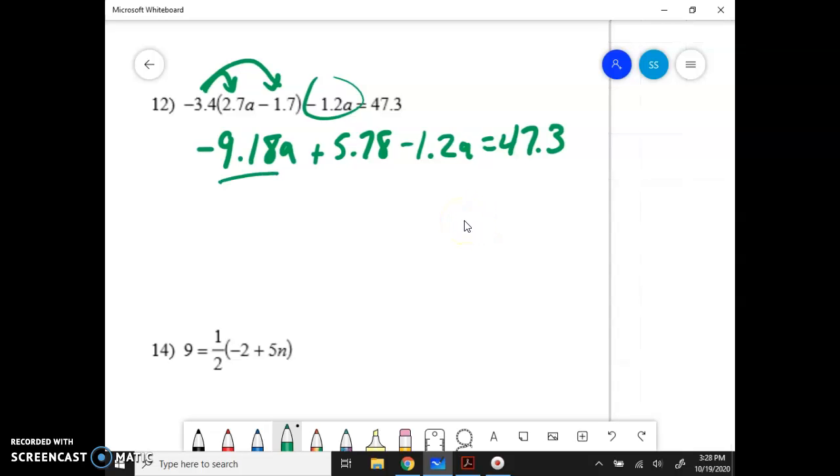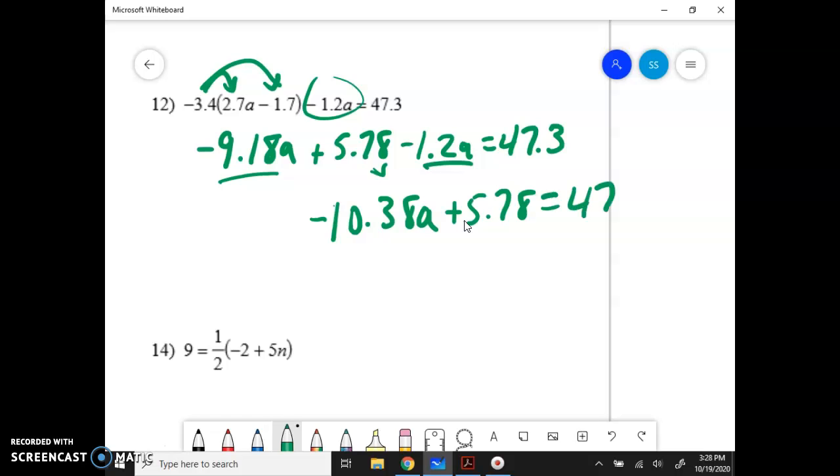All right. Now we need to combine like terms. We've got these a's here, so we need to combine those. Negative 9.18a minus 1.2a. Again, this is all just calculators. If these a's weren't here, this would just be negative 9.18 minus 1.2. Type that in your calculator. You're going to get negative 10.38a. Don't forget to drop this. Positive 5.78 is equal to 47.3.